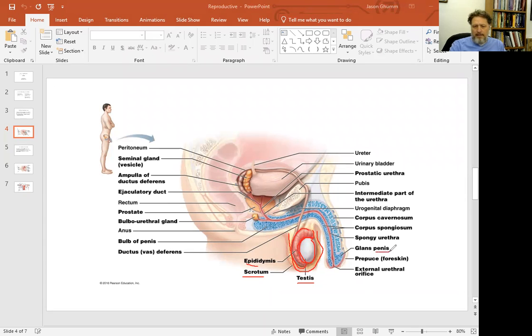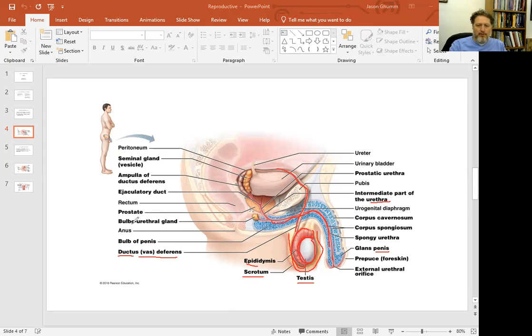You have the penis. You have the urethra. That's this tube right here. Inside, you've got the ductus deferens, also known as the vas deferens. That's this tube coming from the testes.